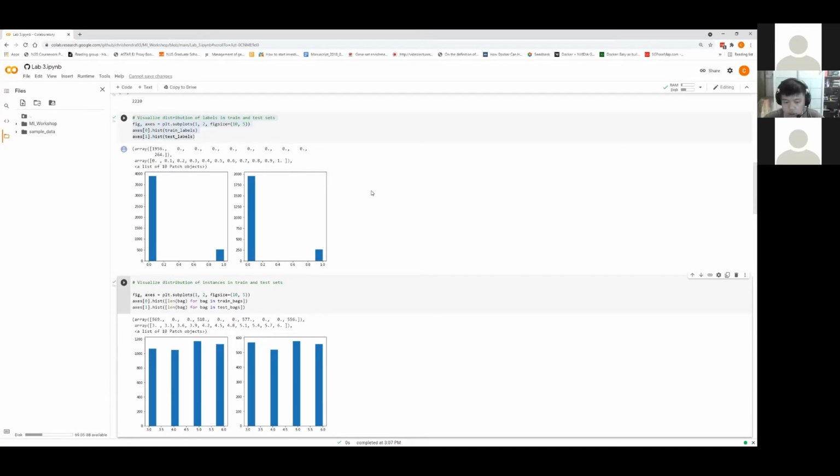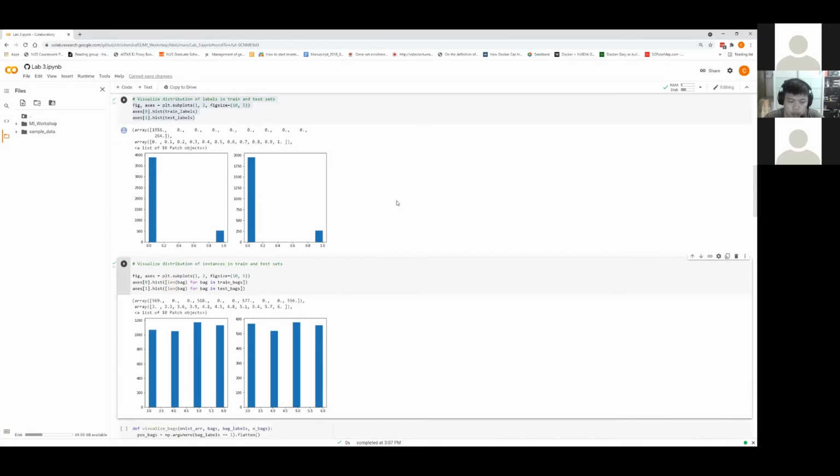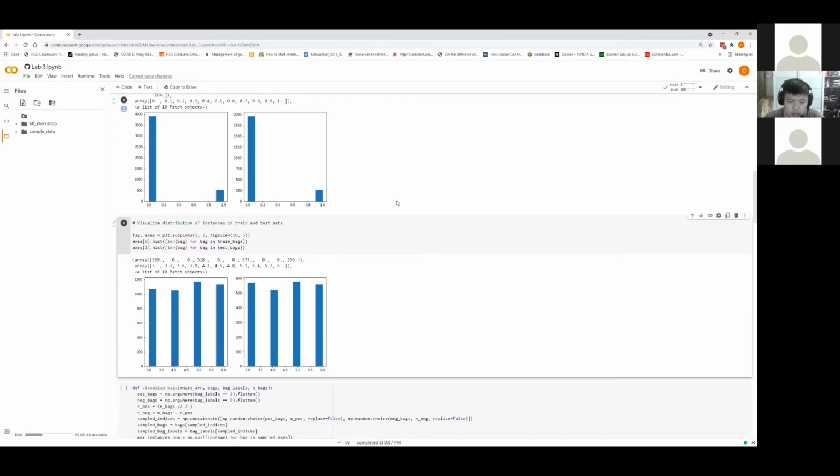Just so that I'm not confused, every single instance within the bag has the same label, right? Yes. Our label only makes sense in terms of the bag. Okay. Yes.